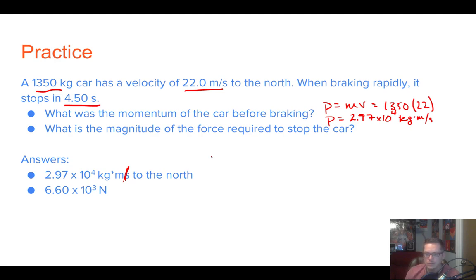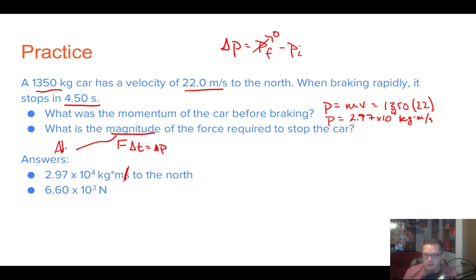What is the magnitude of the force required to stop the car? Well, we know force times delta t is equal to the change in momentum. Okay. Well, our initial momentum is going to be this value here. Our final momentum is going to be 0 because we want to stop, right? Change in momentum, remember, is equal to final minus initial. So this guy here is going to be 0, because it's going to have 0 velocity, and this guy here is going to be the 2.97 times 10 to the fourth. All right, and it says its magnitude.